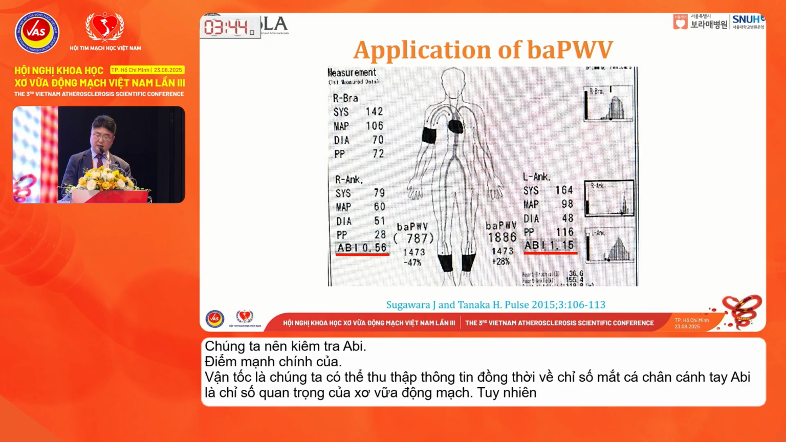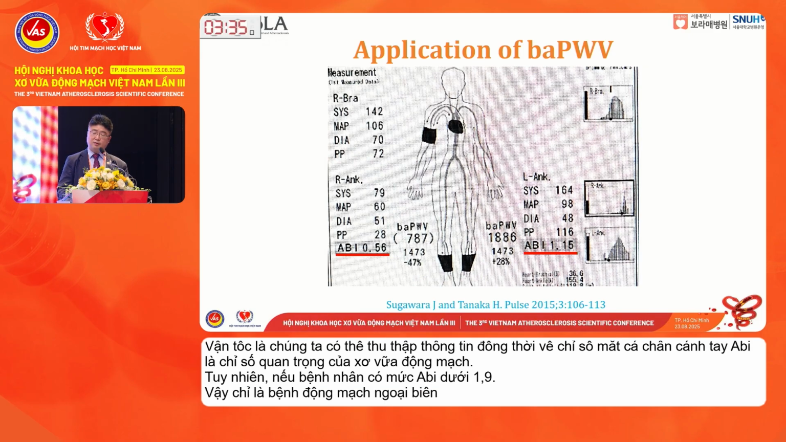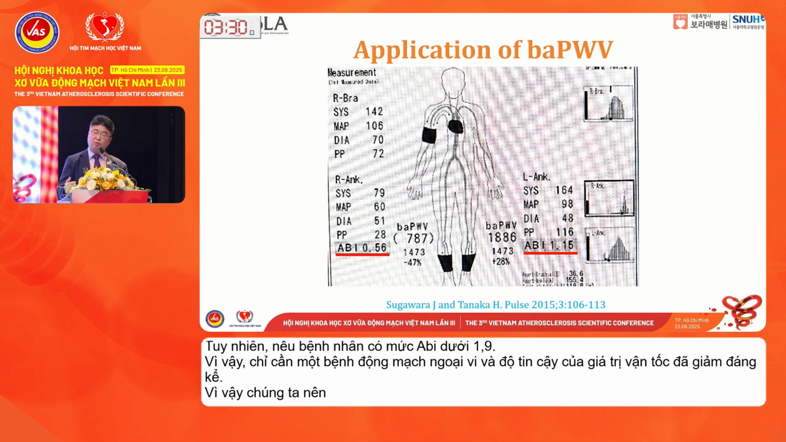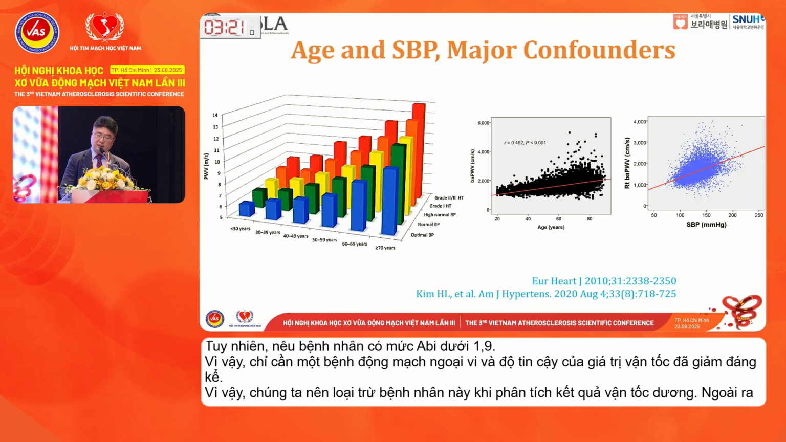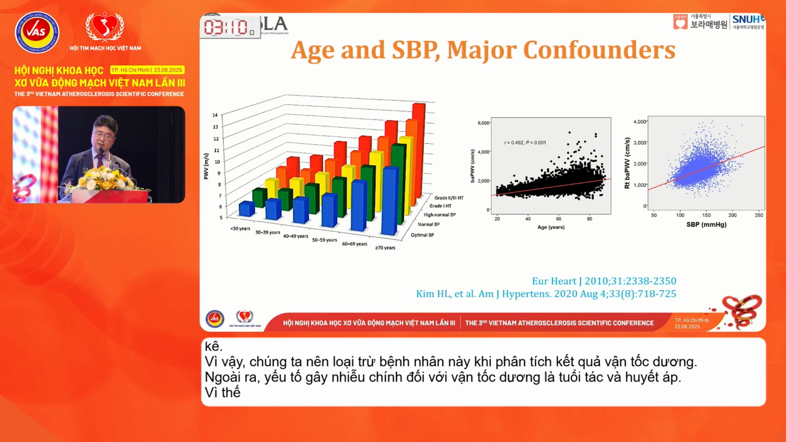However, if the patient has an ABI level less than 0.9, suggesting a peripheral arterial disease, the reliability of brachial-ankle pulse wave velocity value significantly decreased. So we should exclude this patient when we analyze the result of brachial-ankle pulse wave velocity. Also, major confounding factors for pulse wave velocity are age and blood pressure. So using the multivariable analysis, we should adjust this confounding effect of age and blood pressure.